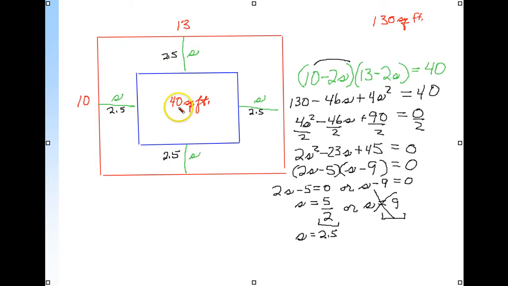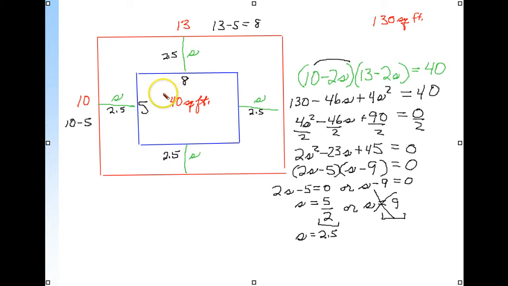Well, I still don't know the dimensions of this rug. So how do I find that out? Well, I go to my formula up here, 10 minus 2S. Well, S is 2.5, so 2S is 5. So I go over here, 10 minus 5 is 5. So that's one dimension. And here I get 2.5 and 2.5, another 5. So I have 13 minus 5. That's going to give me 8.